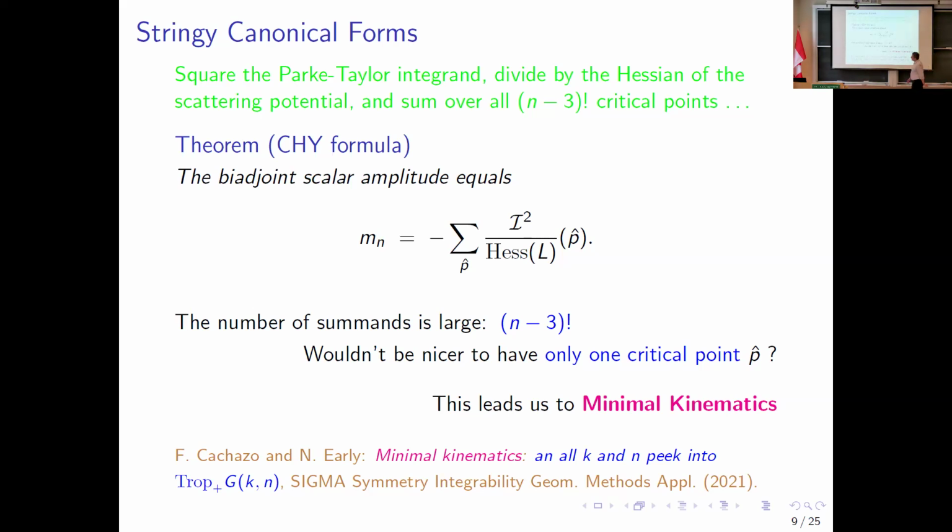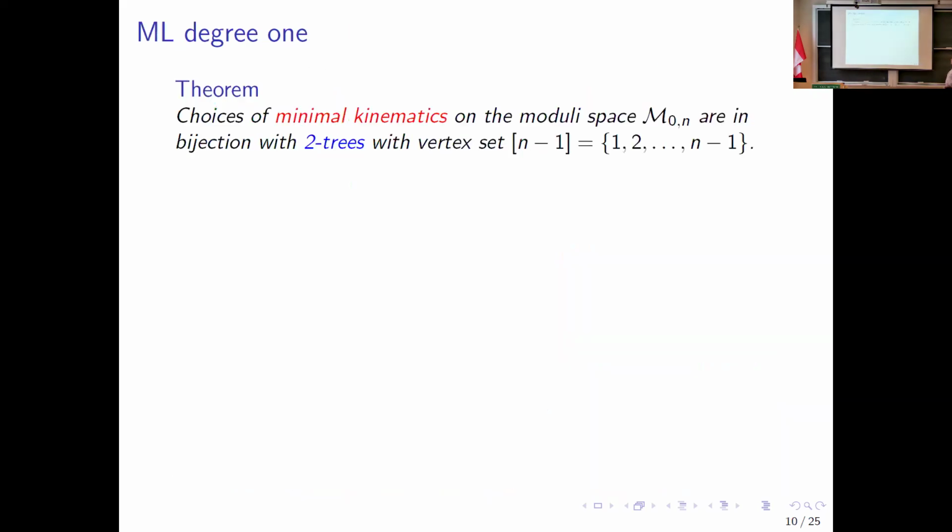And of course, this is the positive tropical variety of the Grassmannian. Okay, so this is minimal kinematics. Let me define this formally. First let me give you the theorem, and then I'm going to explain the words in the theorem. The first theorem today is: the choices of minimal kinematics on our moduli space are in bijection with certain graphs, and these are called two trees. Two trees are a very special class of graphs on n-1 vertices.